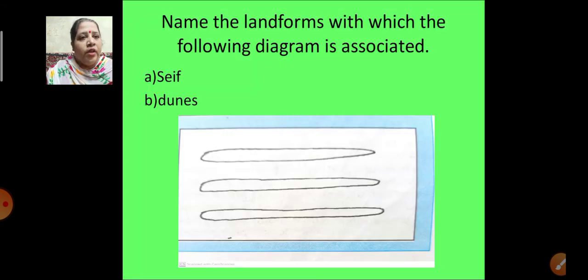Now, one more question. Name the landforms with which the following diagram is associated. Okay, this is the diagram. This diagram is showing some landform. Is it showing a seif or a dunes? What is it showing? Yes, it is showing the seif. That is option A. So click on option A.